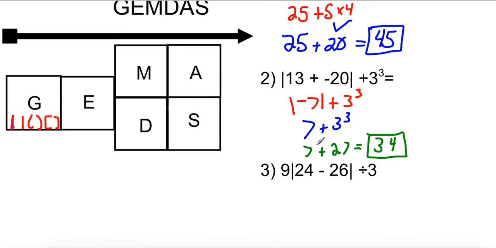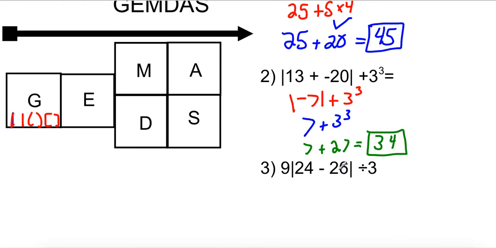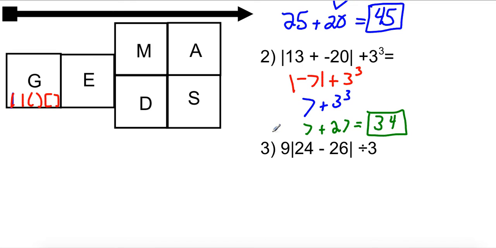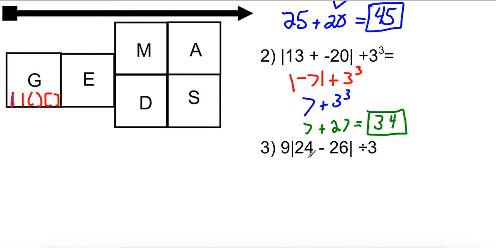Next, we have an operation within a parenthesis, and we also have a number on the outside. Now again, whenever you have a group that's next to a coefficient or a number on the outside of a group, the operation that's taking place is multiplication. So as I'm solving this problem, I'm first going to solve the subtraction problem within my absolute value. 24 minus 26, that's going to give me negative 2.